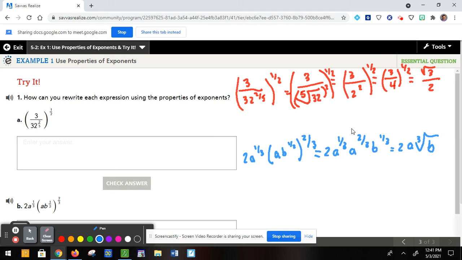So it's just now a to the first, or just a, right? And then b to the 1/3 is the cube root of b. I'm going to leave it in radical form. And then the 2 that was out there is going to stay 2. So the coefficient is 2. So it's 2a cube root of b. All right, let's look at example 2.